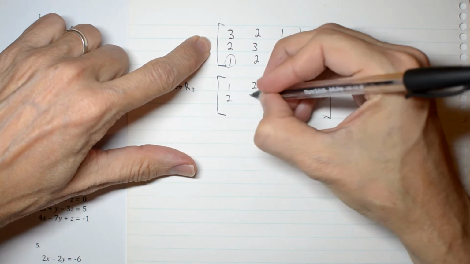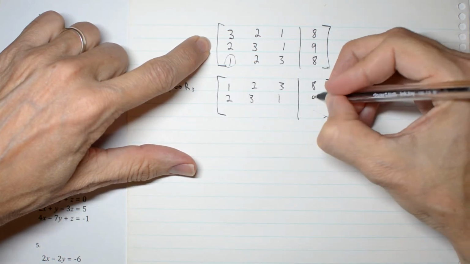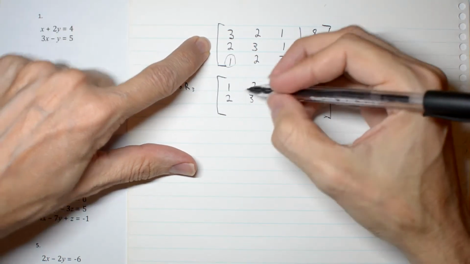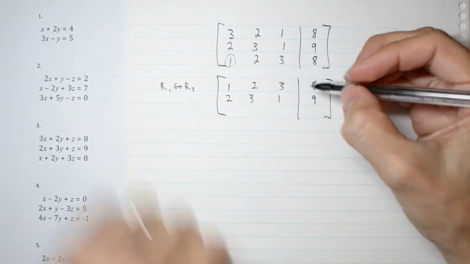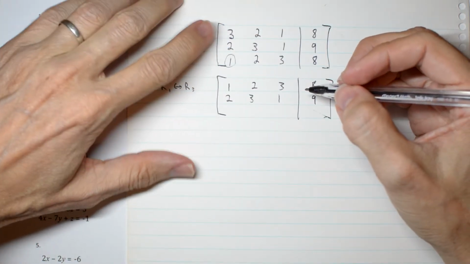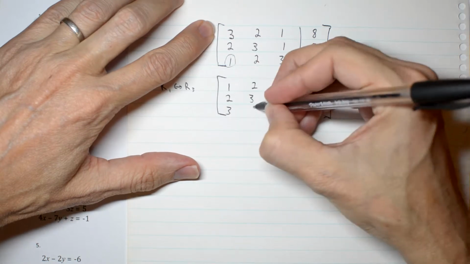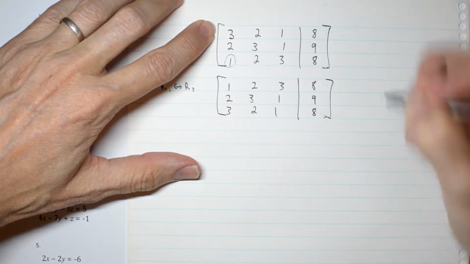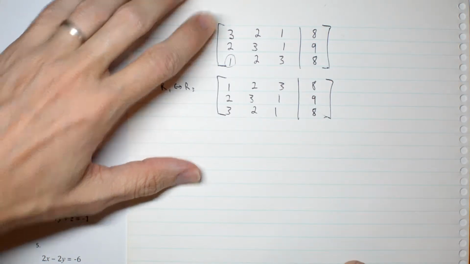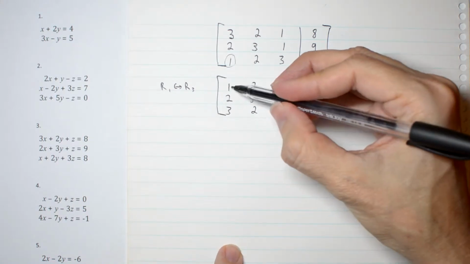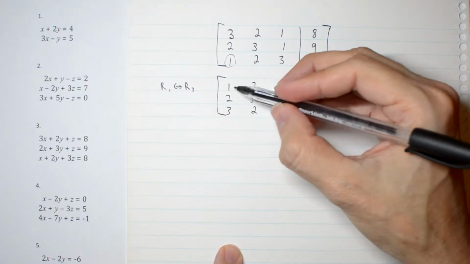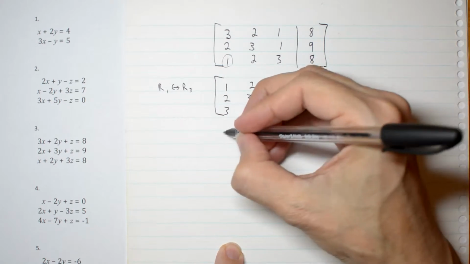Row 2 hasn't changed. Again, it doesn't matter. All I'm doing is reordering these equations. So swap them around. Row 3 becomes row 1. 3, 2, 1, 8. Okay, got my pivot to the top left. Step 3, eliminate everything underneath.